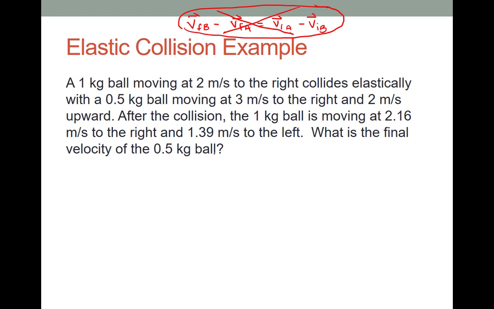The setup for this problem is identical to the last problem. We have the 1 kilogram ball moving at 2 meters per second to the right, colliding, in this case, elastically with the half kilogram ball that's moving at 3 meters per second to the right and 2 meters per second upward. Afterwards, I'll give you the final velocity components of the 1 kilogram ball, and again, I ask for the final velocity of the half kilogram ball. The setup is the same, but we'll redraw it because we can.